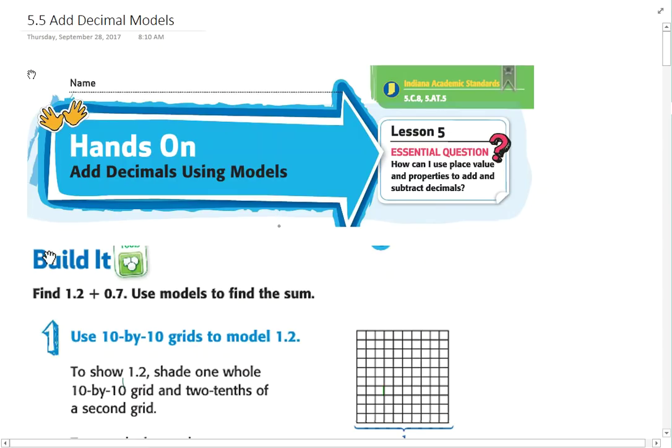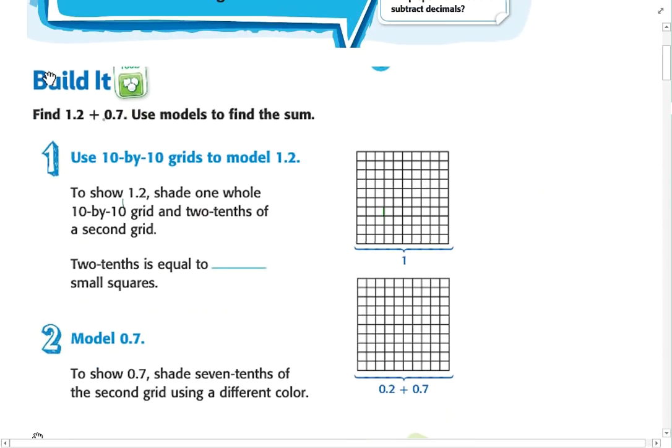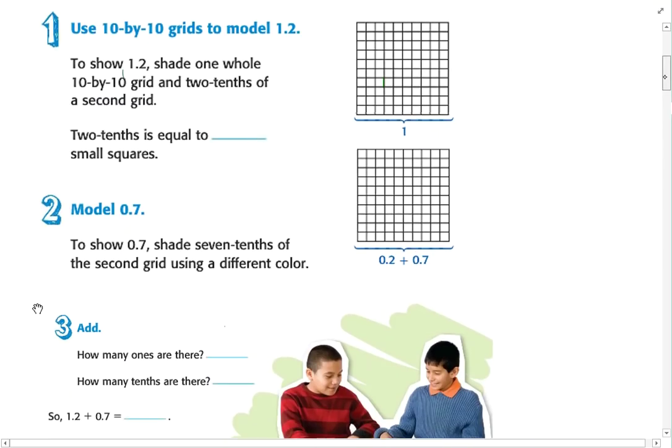So in this video, we're going to be talking about lesson 5.5, representing decimals with a model. In this problem, I have 1.2, or 1 and 2 tenths, plus 0.7, or 0 and 7 tenths. And I'm going to use a model to find the sum, or the answer to an addition problem.